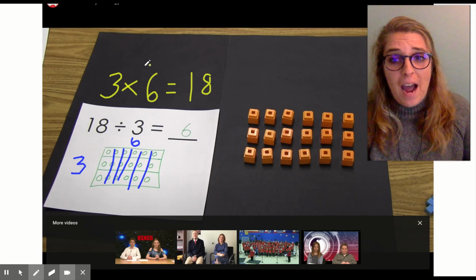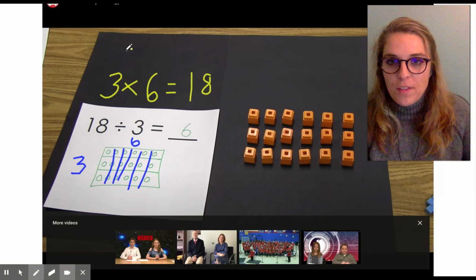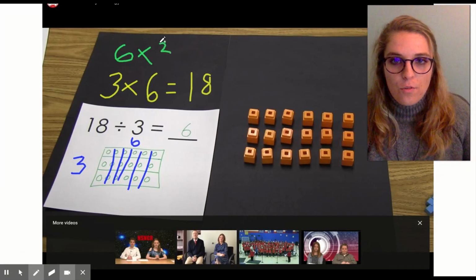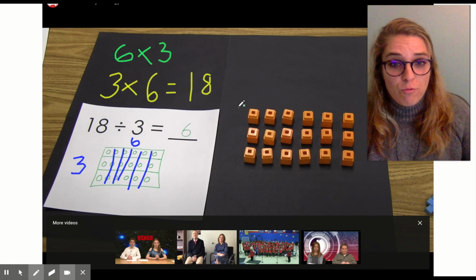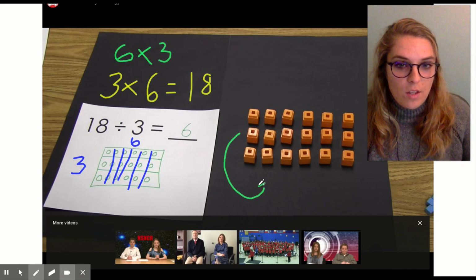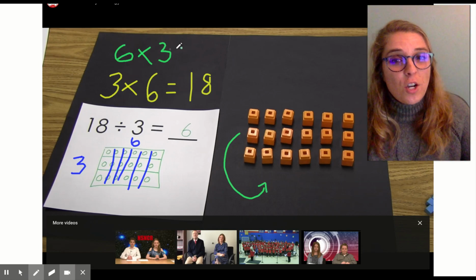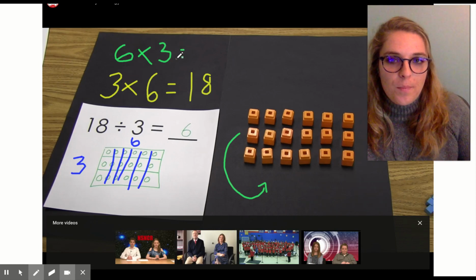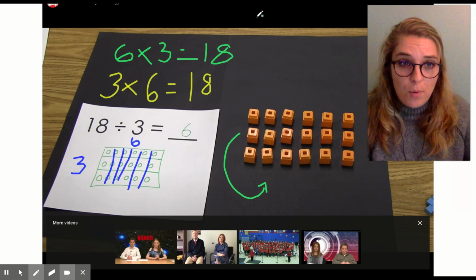For example, the fact right here, 3 times 6, or I can also think about this as, I'll do it in another color, 6 times 3. Because of congruency, if I were to take this array and rotate it the other way, I would have 6 rows with 3 columns. So because of our congruent rule, we know that 3 times 6 equals 18, but also so does 6 times 3. So I know that's always going to equal a product of 18.